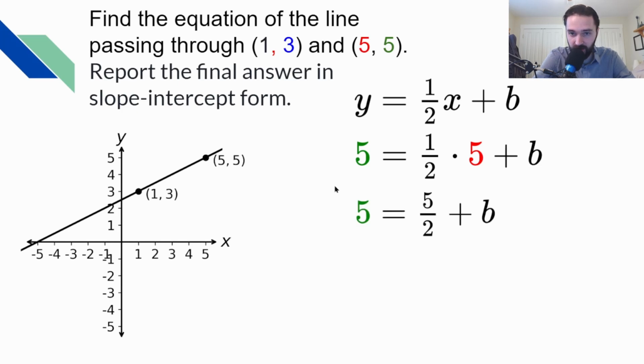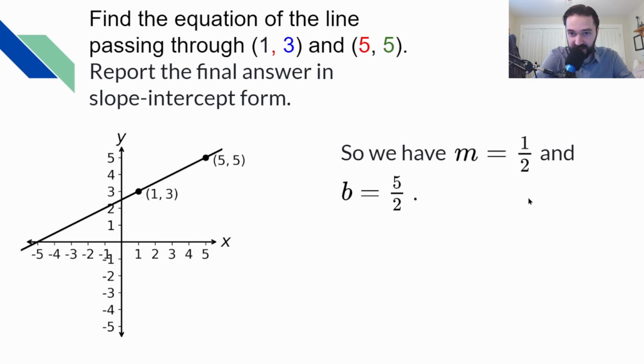So I get 5 equals 5 halves plus b. Okay? So to isolate b on the right-hand side, we're going to subtract 5 halves from both sides. All right? And 5 minus 5 halves, that's the same thing as 10 halves minus 5 halves, right? So that gives us 5 halves. All right? So b equals 5 halves.